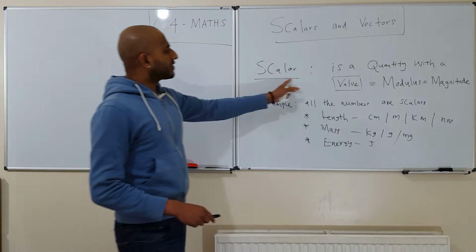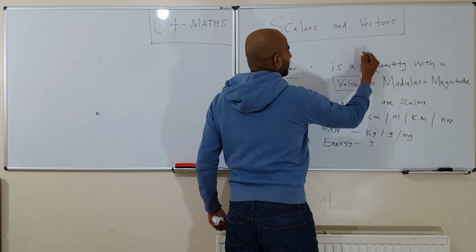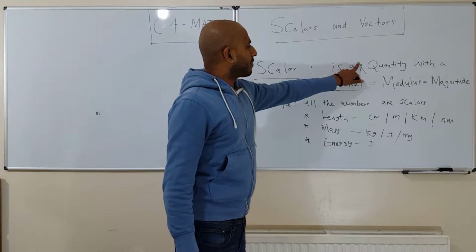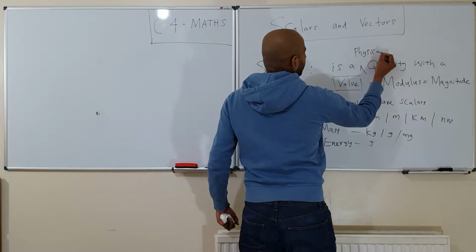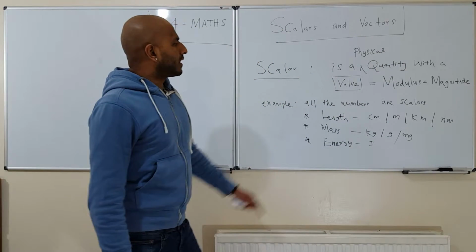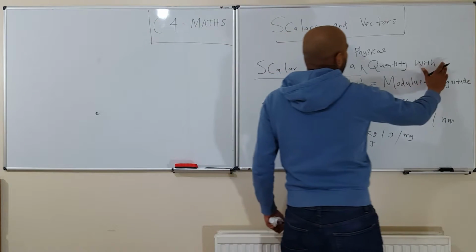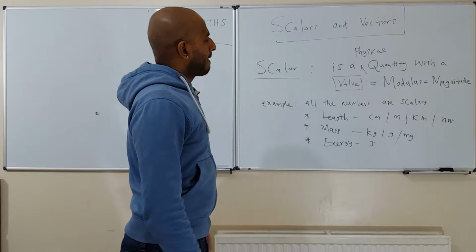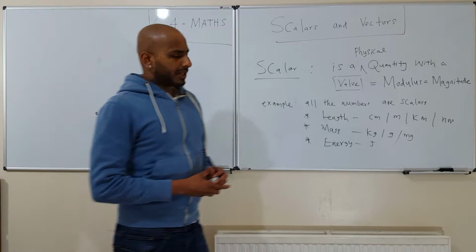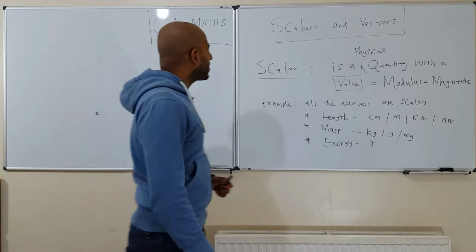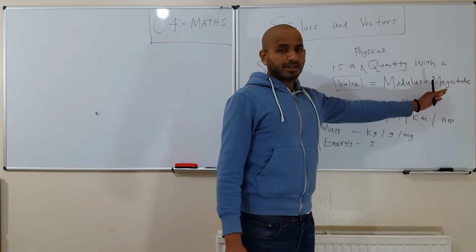Okay, so keep in mind, a scalar is a quantity, or you can even say physical quantity, if you like. Actually, that word could be more appropriate. A physical quantity with a value. It has only a value, nothing else incorporated with it. A scalar is something that has a value, or you can say a modulus or a magnitude.